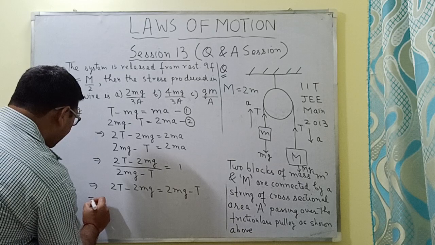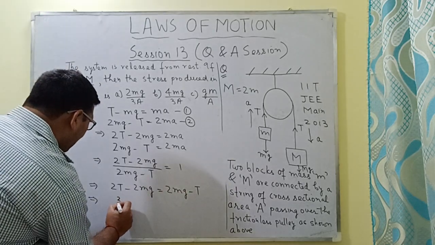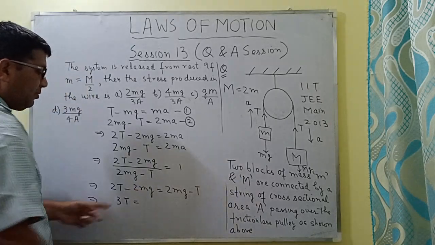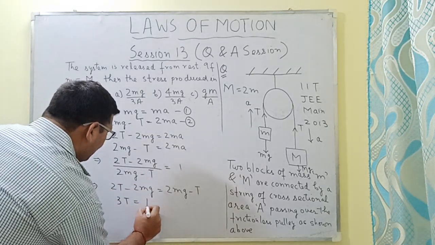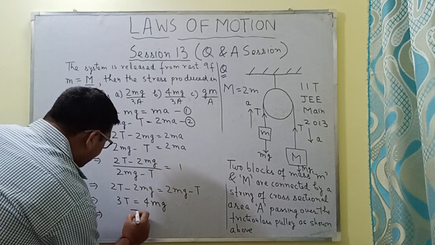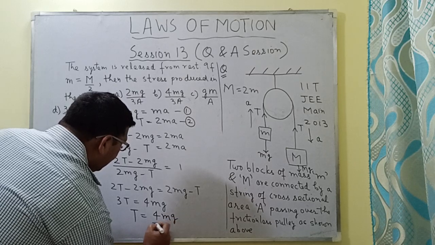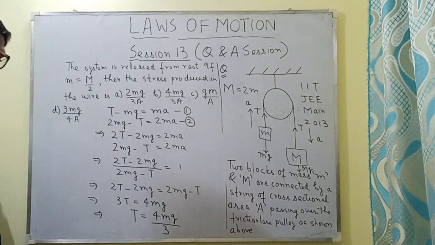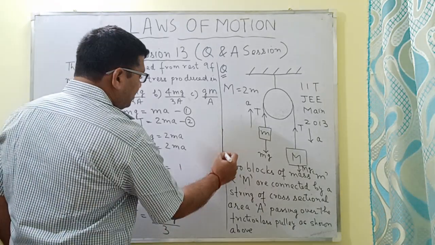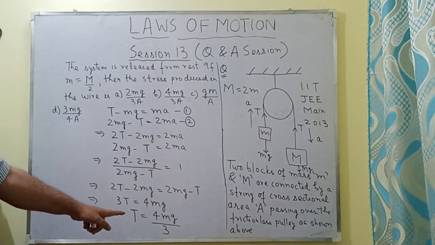So it implies that this T will come on the left hand side of this equation, so I will get 3T, and this 2 and minus 2mg will go on the right hand side of this equation, so it will become 4mg. So it implies that the tension in the string is equal to 4mg by 3. Okay, so the tension in the string is equal to 4mg by 3.